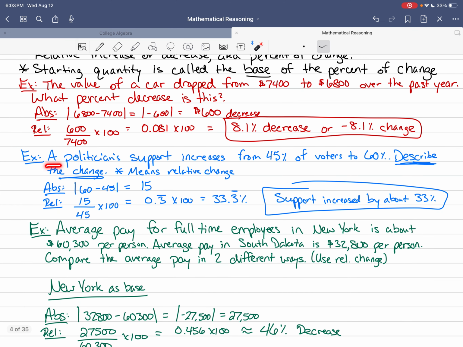Next example. A politician's support increases from 45% of voters to 60%. Describe the change. When we use the phrase describe the change, that means the relative change. So, we went from 45 to 60. 60 minus 45 is a change of 15. We do 15 divided by our original amount of 45, which is 0.3 repeating. Multiply by 100, and it comes out to a 33.3 repeating percent. So what this means is the support increased by about 33%.